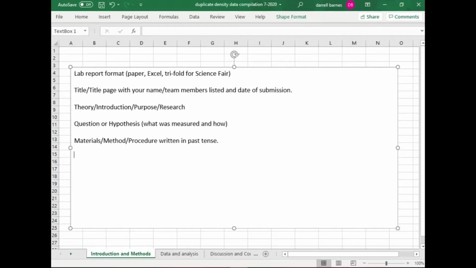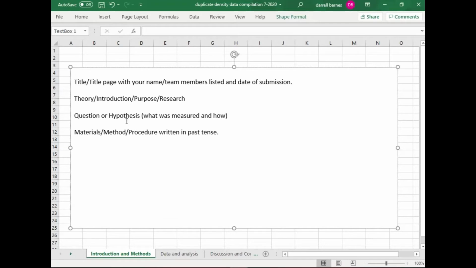Let's go back to introduction and methods. This is a lab report format that I have at darrellbarnes.blog. There's a download format that you can copy and paste. That's what I did here. Let's get rid of this top portion. So I want you to have a title with your name, team members listed, and the date of submission. So let's do that.